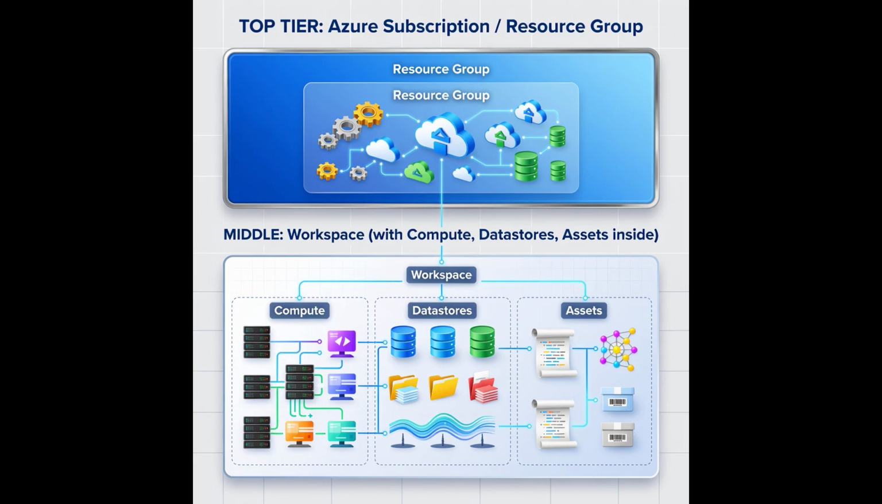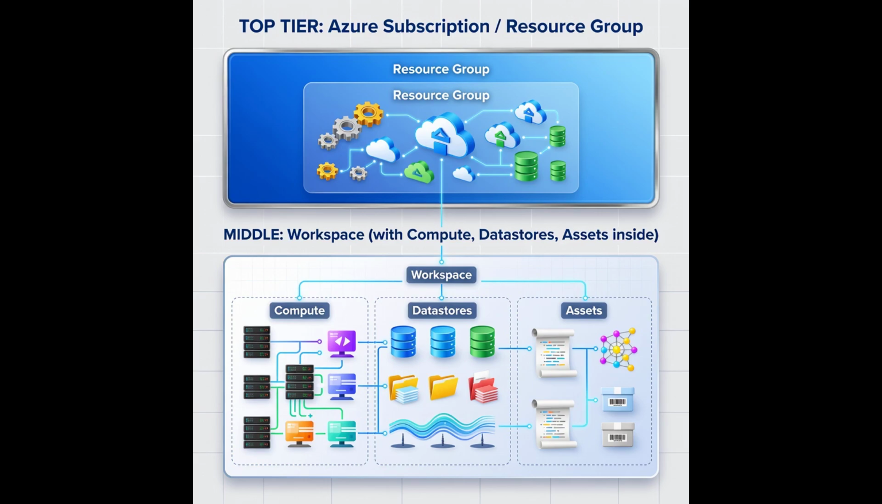Now look at the workspace level. Inside the workspace, 3 categories of objects. First, compute resources, instances for dev, clusters for training, serverless for on-demand, and AKS or Databricks for attached clusters that live outside the workspace but are accessible from it. Second, data stores, the registered connections to external storage. Third, assets, data, environments, models, and components, all versioned. Each of these asset types can optionally be promoted to a registry, which makes them available across multiple workspaces.